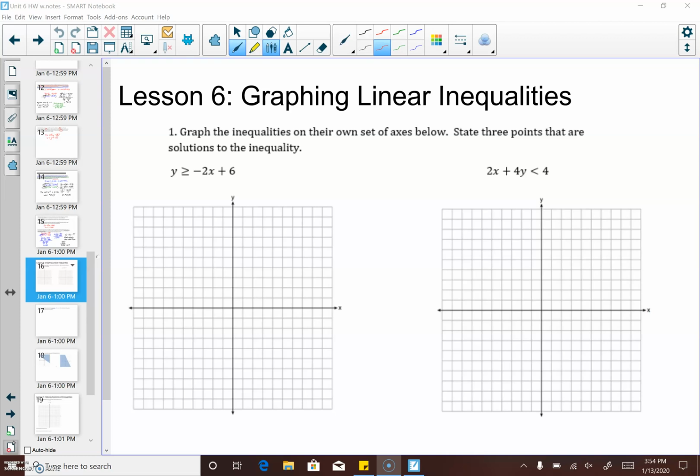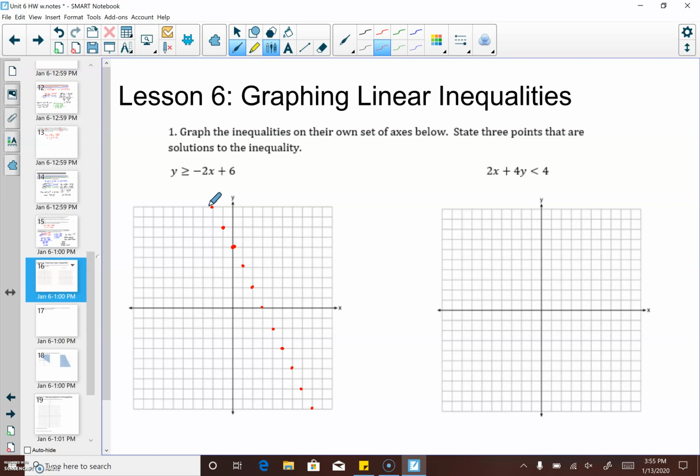plus 6. So first, I'm going to graph negative 2x plus 6 as if it were just a regular equation. So I'll start, I've got a y-intercept of 6, and then my slope is negative 2, so we go down 2, right 1, down 2, right 1, and so on, until we have points at all parts of the graph. When I run out of space, then I'll go back to my y-intercept, and I'll go up 2, left 1, and so on. So now I need to take a look at a couple of things here.